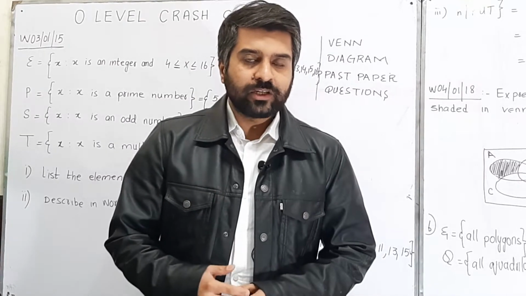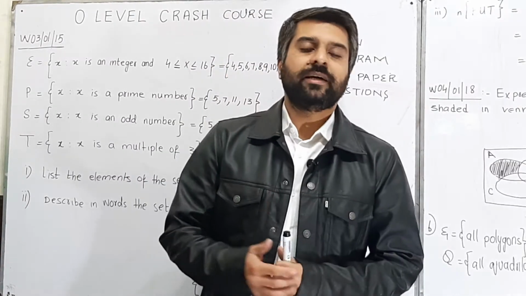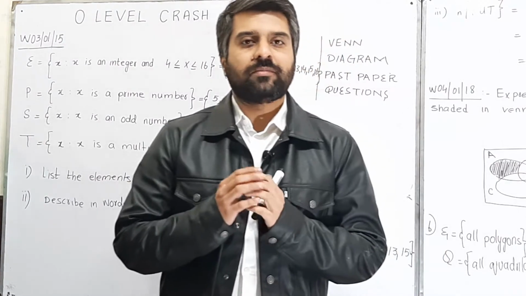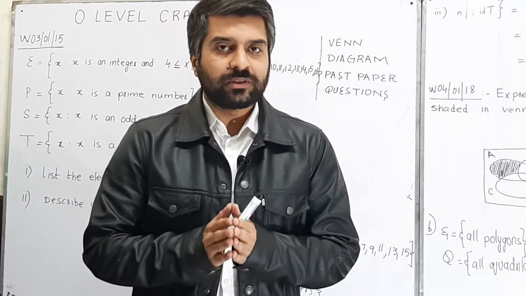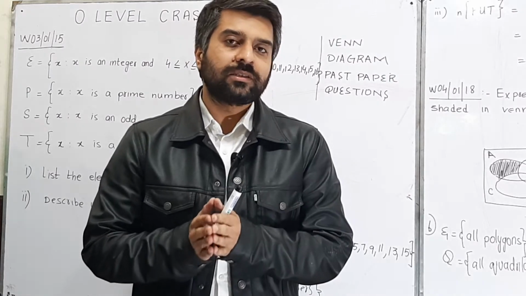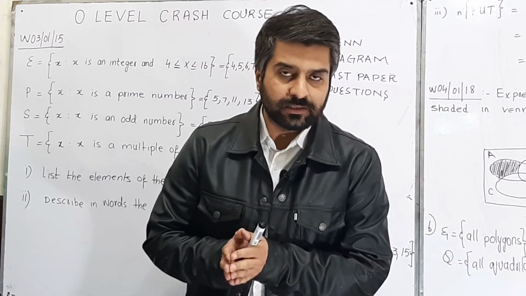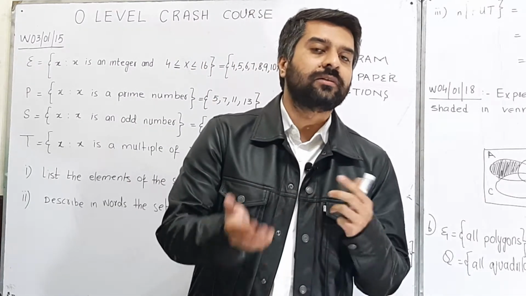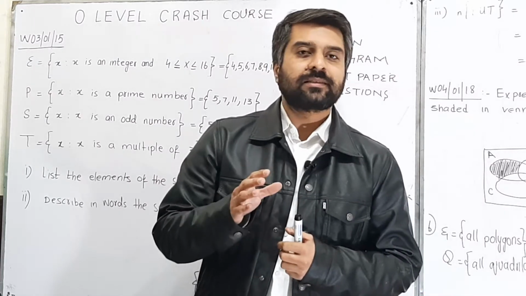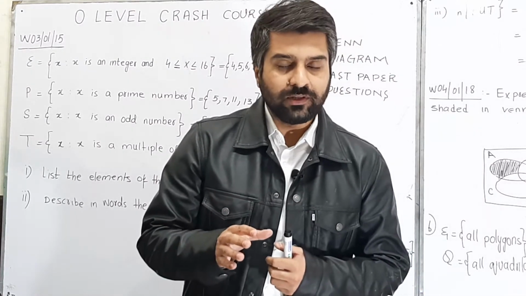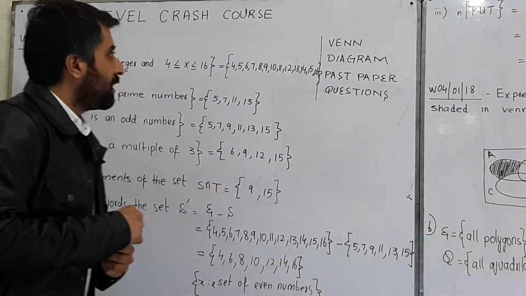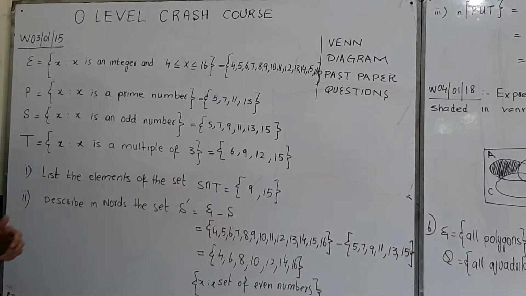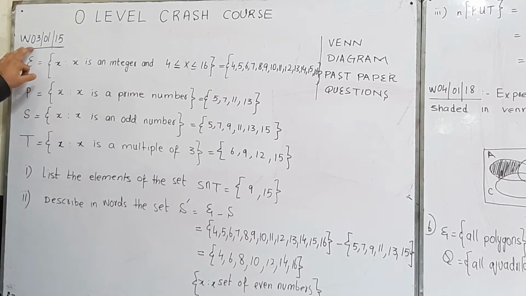Our topic for today is Venn diagram. In Venn diagram, we are going to solve past papers for O levels. Last lesson was about sets, and the terminologies that were used in the sets will be used here in Venn diagram. This lesson is equally important for O levels as well as for CSET candidates. We are going to start one of the questions from past papers, that is from winter 3.